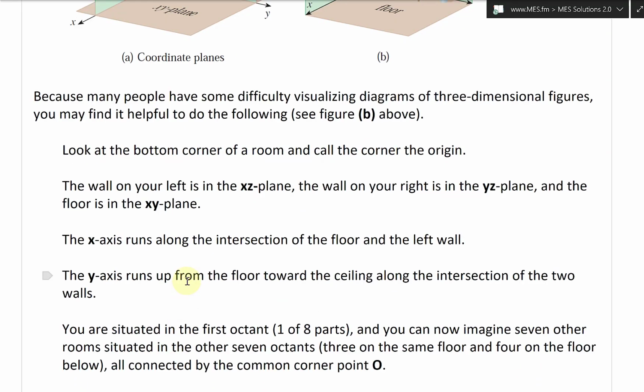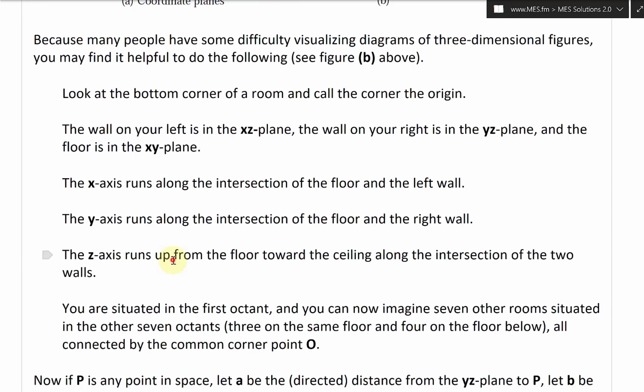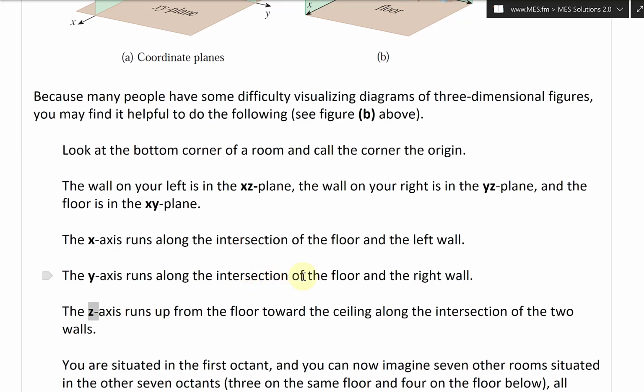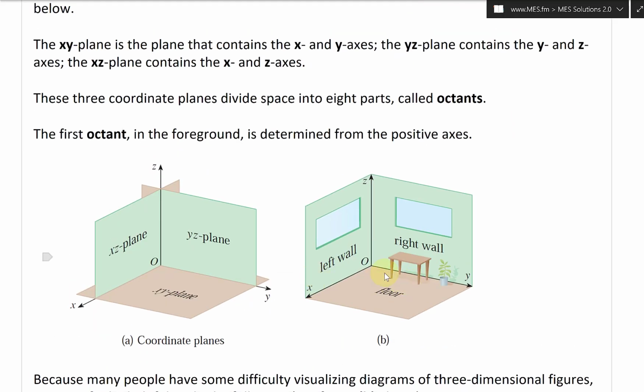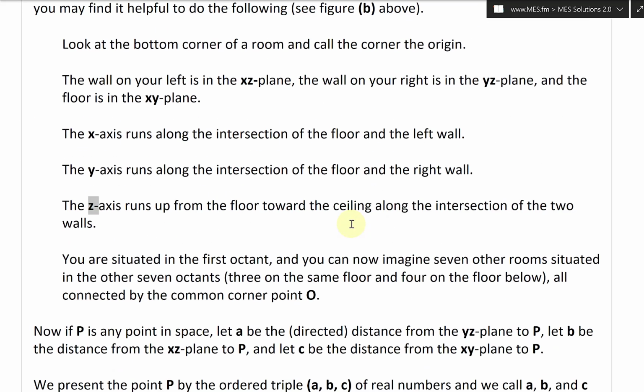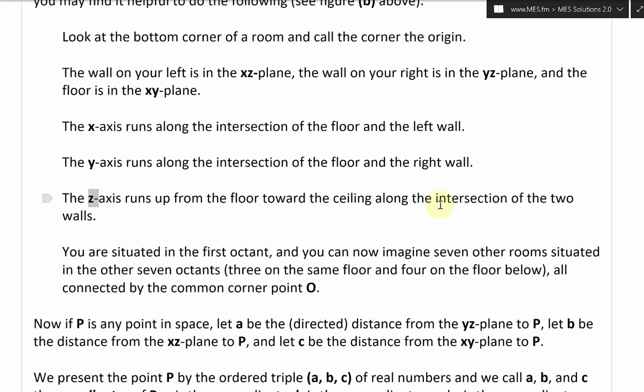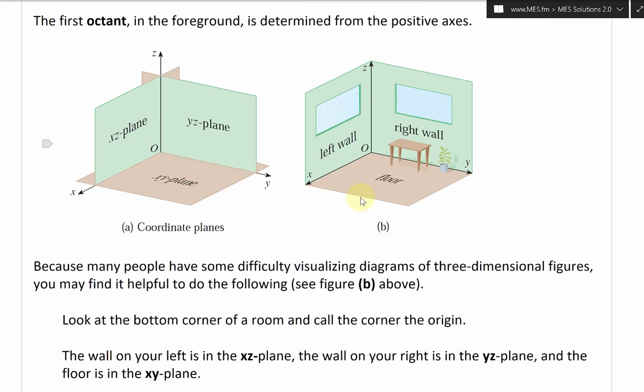The x-axis runs along the intersection of the floor and the left wall. So there's the x-axis. And the y-axis runs up from the floor toward the ceiling. Oops, actually no, that's the z-axis. It runs up from the floor toward the ceiling along the intersection of the two walls. The y-axis runs along the intersection of the floor and the right wall. So there's the y-axis, along the floor and right wall. The z-axis is in between the left and right walls and goes up like that, along the intersection of the two walls. And you are situated in the first octant, inside this room right here.